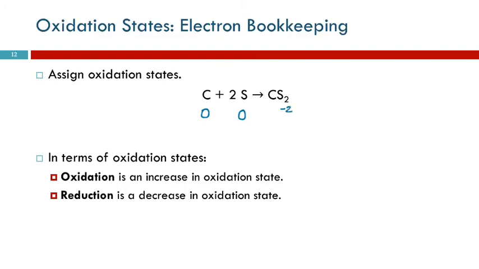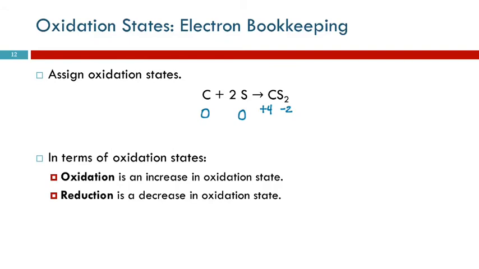That's the same as the charge it would have if it was an ion. And then, we've got 2 of those, and those have to add with the oxidation state of carbon to add up to 0. So carbon is what? +4. There's 2 sulfurs. They are each -2. Okay? Now we could look at the change in the oxidation state and identify what's being oxidized and what's being reduced.